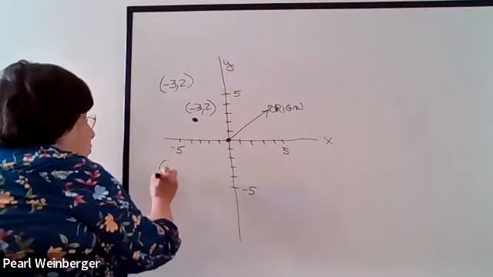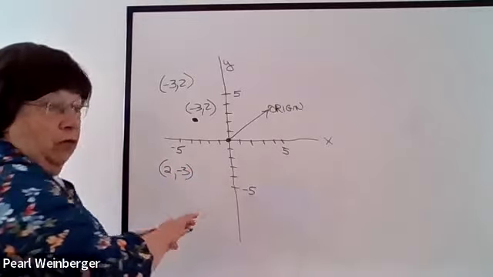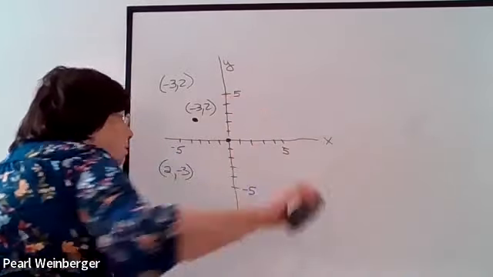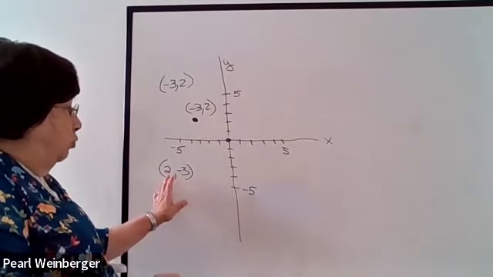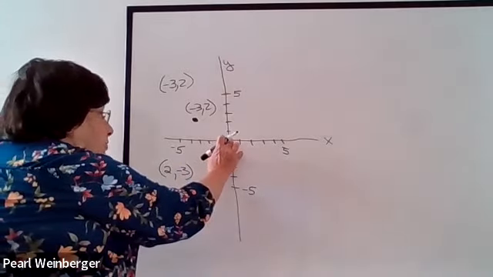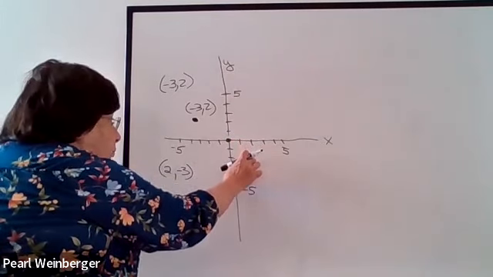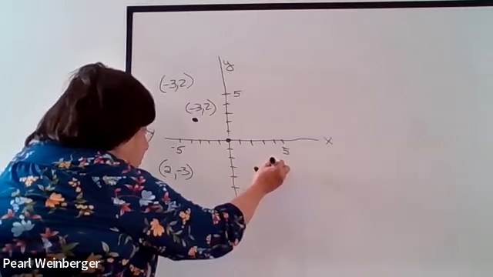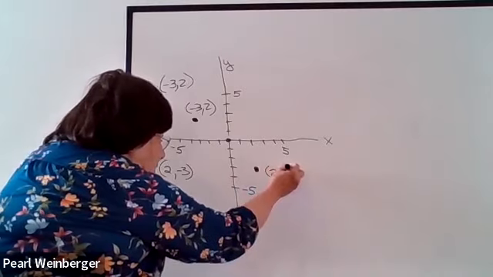If I would tell you I have the point 2, -3, then I would have gone this way. Let me get this out of the way. To get to the point, notice it's the same 2 numbers, but not in the same order. Again, the first number is the horizontal number, the 2, the x, 1, 2 to the right. Negative, then from there go down 3, 1, 2, 3. Here is my point, 2, -3.